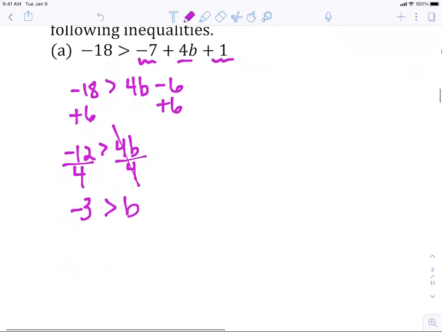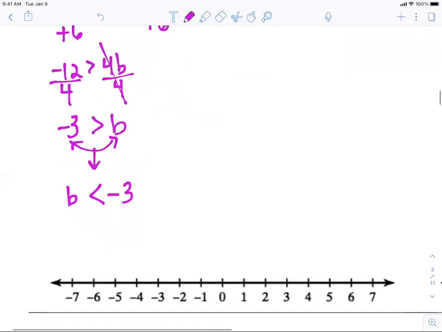And now here's the deal. A lot of times, I always like to typically have the variable on the left-hand side, so you are able to flip-flop these if you want. Another reason you would flip-flop them is if you switch the side that both things are on. B and negative 3 are allowed to switch, but you also have to remember to flip the sign. So technically this right here is our solution. It's any number that's less than negative 3.